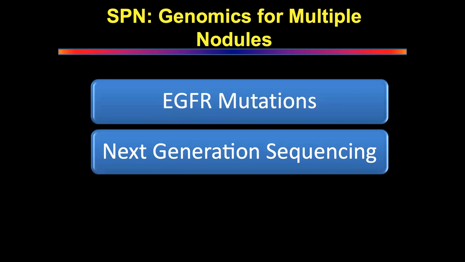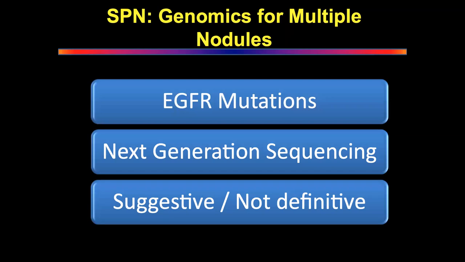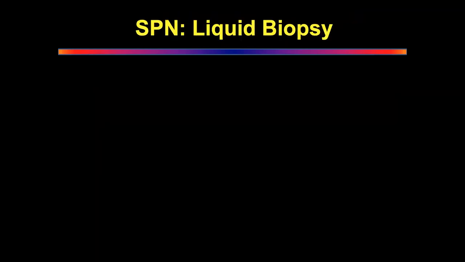Okay. So this is also there in the guidelines. That when you send for genomics, you do send for EGFR and next generation sequencing. But they are only suggested, not definitive at the moment. But it will become more and more sensitive. Okay. What is the role of liquid biopsy?